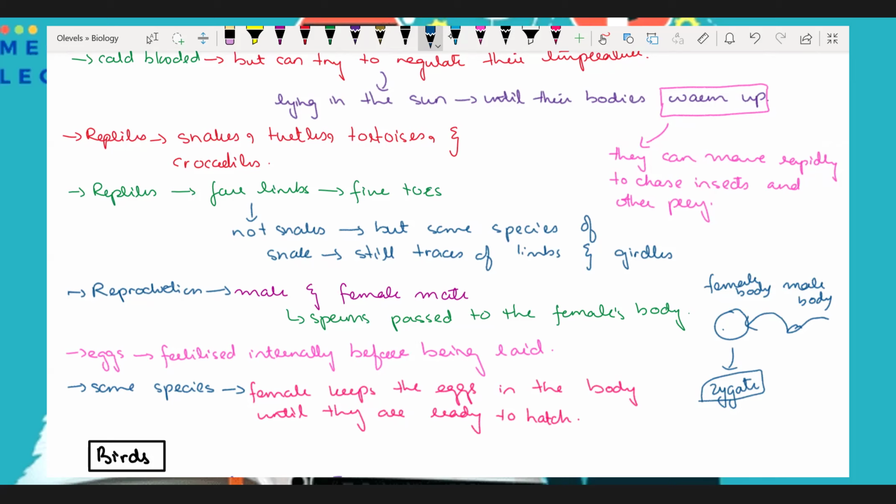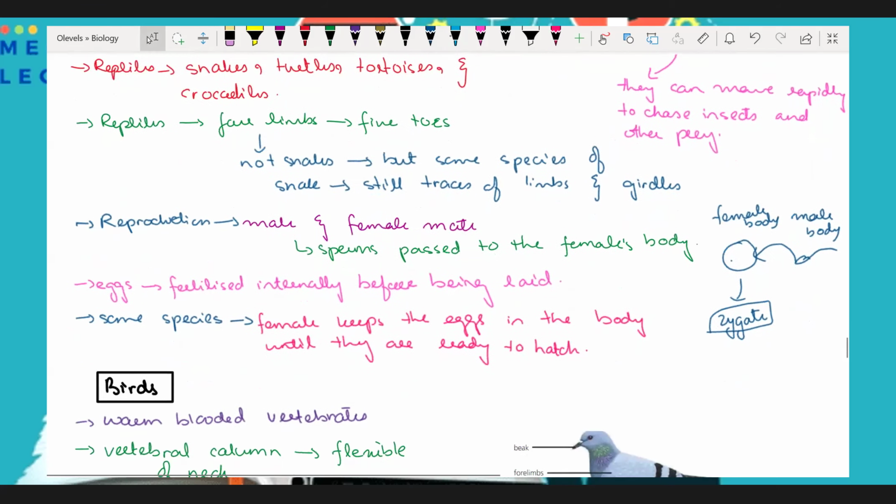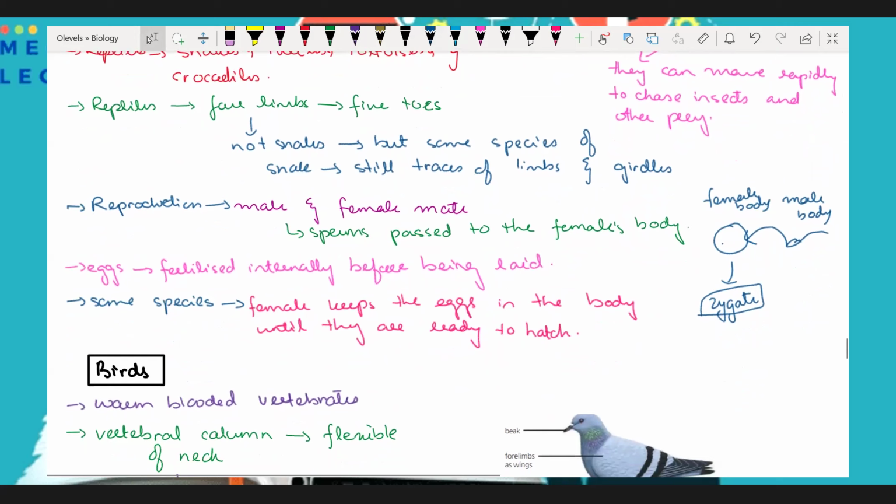That is how reptiles are different from amphibians, right? In the case of amphibians, the female laid eggs, and after that the male body shed its sperm over them externally. Yes, amphibians' fertilization is external, while in the case of reptiles, the fertilization is internal.